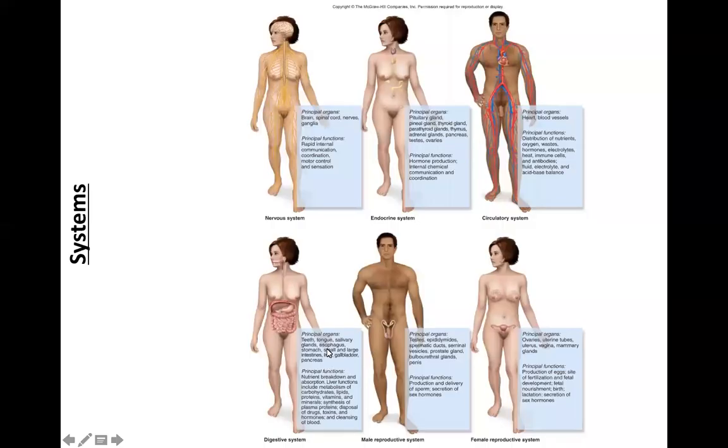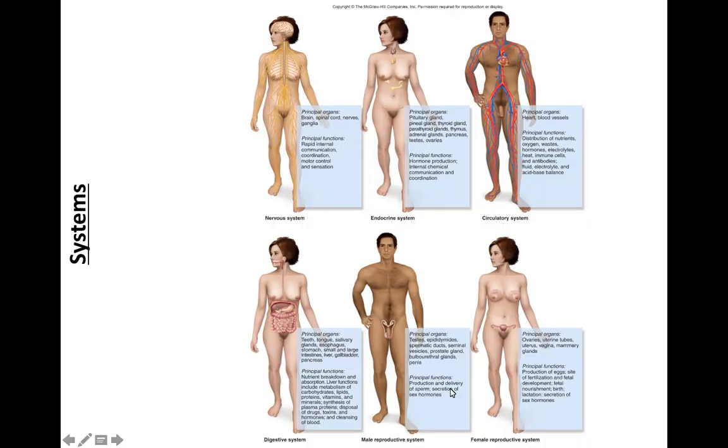Digestive system: tongue, teeth, salivary glands, stomach, small intestine, large intestine, liver, gallbladder, pancreas are all part of the digestive system. Main function is nutrient breakdown and absorption, production of several enzymes for digestion, and removal of excretory products also.